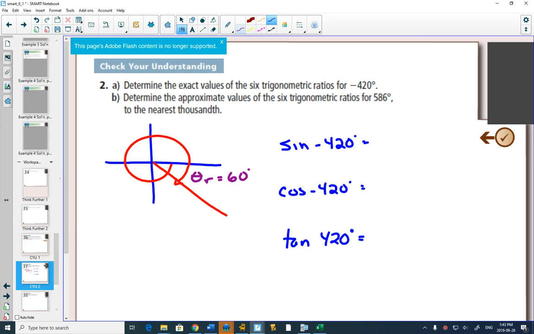60 degrees, your pi over 3 family. Sine was root 3 over 2. Because it's in quadrant 4, it's negative. Cos is 1/2, your x coordinate. Because it's in quadrant 4, it's positive. And tan was square root of 3. Because it's in quadrant 4, it's negative.